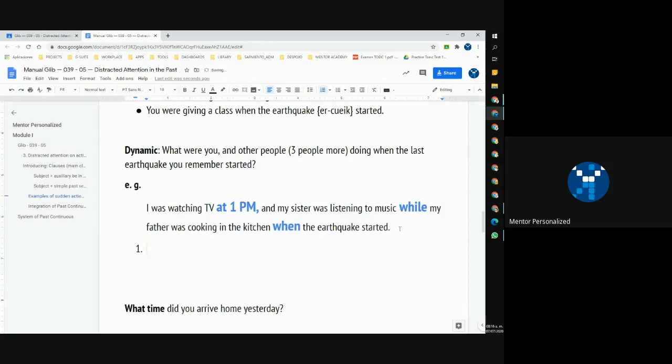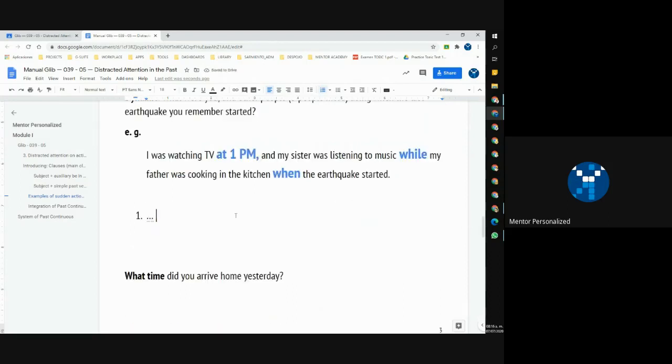Number 1. Okay? Who do you want to talk about? Who was with you in the last earthquake you remember? Never. You have never experienced an earthquake? No. Okay, invent. ¿Con quién estabas en el último temblor? Inventa. My sister. Okay, what was your sister doing when the earthquake started?